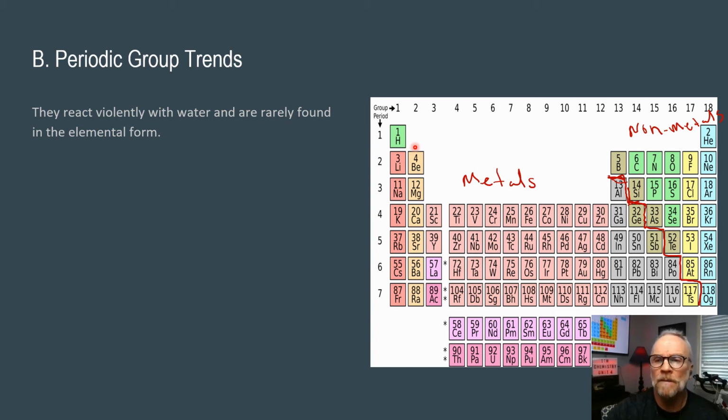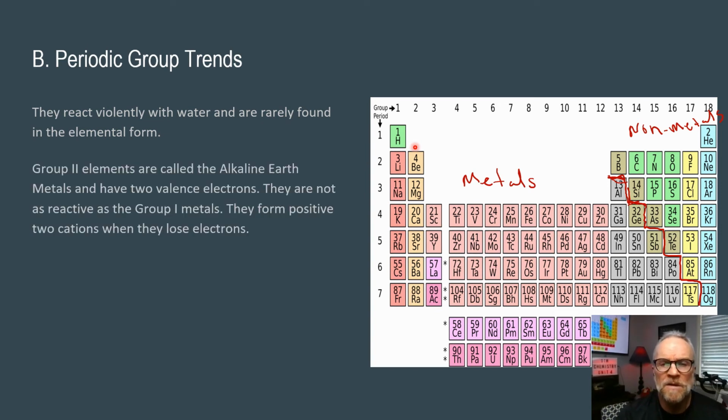We've already said that. The group 2 elements here are called the alkaline earth metals. They have 2 valence electrons. They form positive 2 cations. They are not quite as reactive as the alkali metals, or the group 1 metals here. They're not quite as reactive, but they are reactive. And as you go down the group, they get more and more reactive as well.